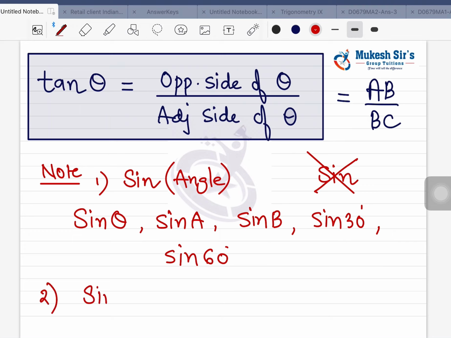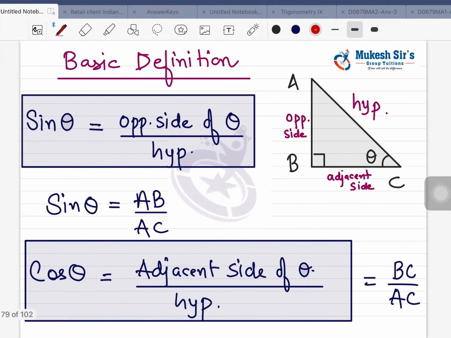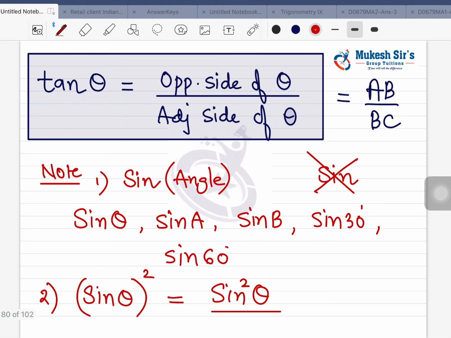Second, if you have sine theta whole squared, then you write this as sin square theta. Sin theta squared means you write sin square theta. Cos theta squared you can write cos square theta. Tan theta squared you can write tan square theta. So please understand how to present and write, and see the logic behind these ratios. Fine. So sine of any angle is opposite side upon hypotenuse. Cos theta is adjacent side upon hypotenuse. Tan theta is opposite side upon adjacent side. And always take the opposite side of that angle and the adjacent side of that angle. Of course, the hypotenuse remains constant.